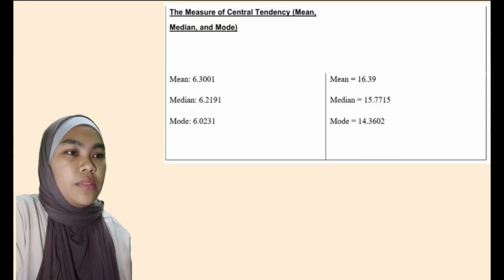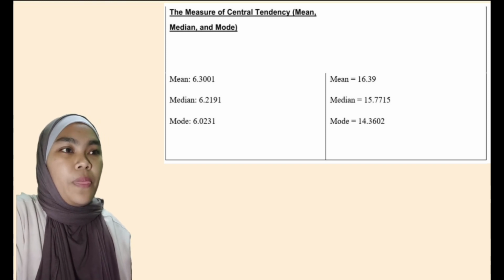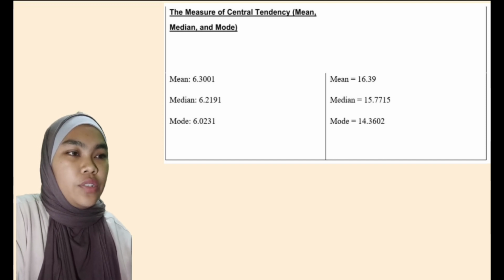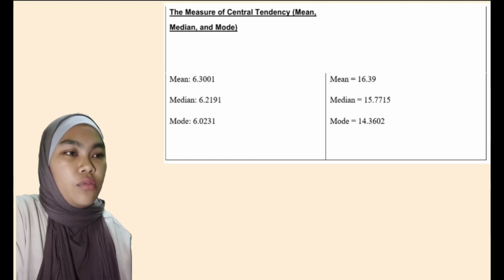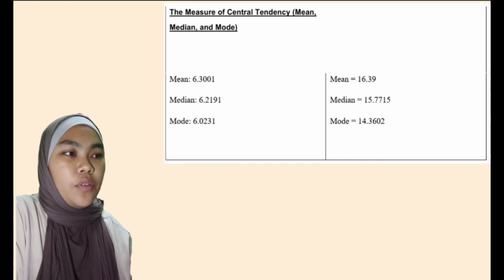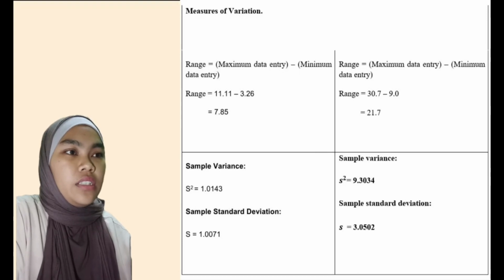Next is the measure of central tendency, that is mean, median, and mode. For the liter per hundred, the mean is 6.3001, the median is 6.2191, and the mode is 6.0231. For the travel distance, the mean is 16.39, the median is 15.7715, and the mode is 14.3602.